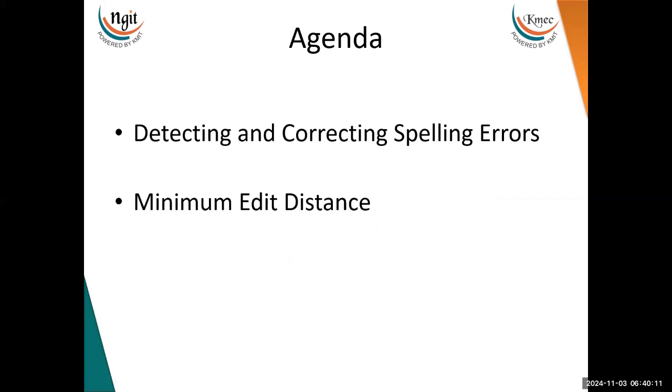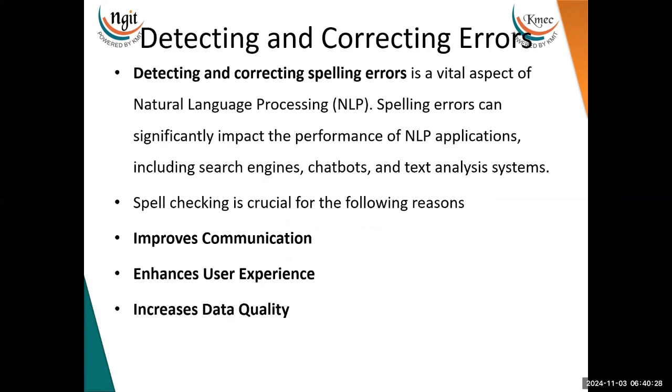The agenda of today's class is we'll discuss detecting and correcting spelling errors, followed by minimum edit distance. When I say minimum edit distance, we talk about Levenshtein distance, which uses dynamic programming, and we'll see that with an example as well. First one is detecting and correcting spelling errors. It's a vital aspect of NLP. This significantly will impact the performance of NLP applications, including search engines, chatbots, and text analysis systems.